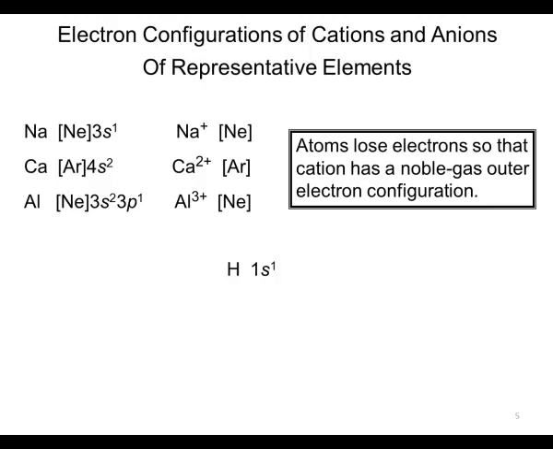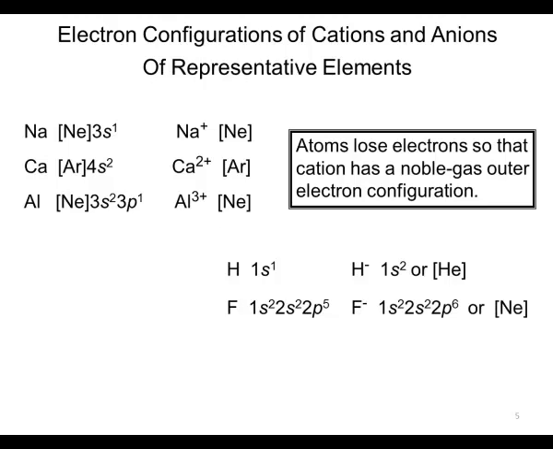Hydrogen is 1s1. The hydride is 1s2, that is, it takes on another electron and becomes the same as helium. Fluorine is 1s2 2s2 2p5, taking on an electron and becoming like neon.